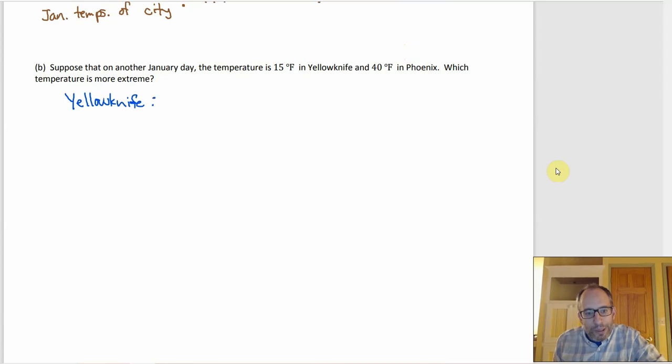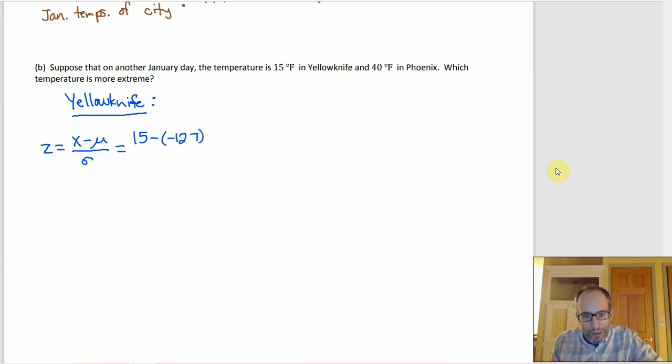And I guess it wouldn't really be much of a thaw because it's still way below freezing, right? So you wouldn't really get any melting or anything. But let's see what we're going to get for our z-score. So x minus mu over sigma. Just now our x is 15, right? So 15 minus the Yellowknife mean, which was negative 12.7, and then divided by the Yellowknife standard deviation, which is 12.3.